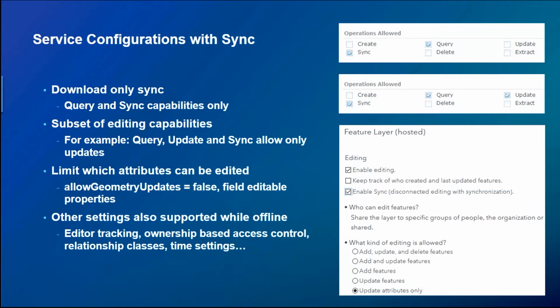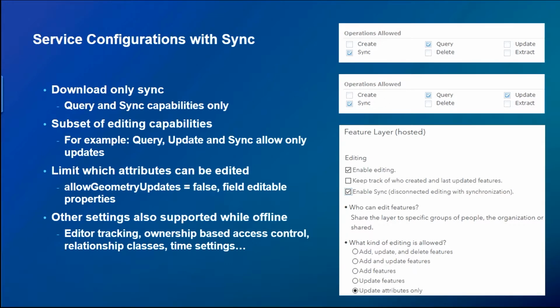So once you have your feature service and you have sync enabled and you're ready to start using it, there's more configuration options you can do in the feature service to fine-tune the experience of the offline editor. So the first thing you can do is you can say, well, I only want my offline editors to have reference data. I don't want them to make any edits. I just want them to know where the features are in the field. For that, you could just enable query and sync, and then when they take the data offline, when they sync, it only comes down to their device.